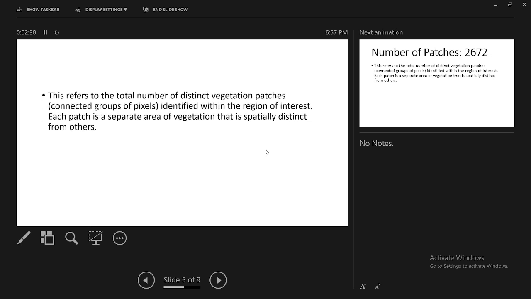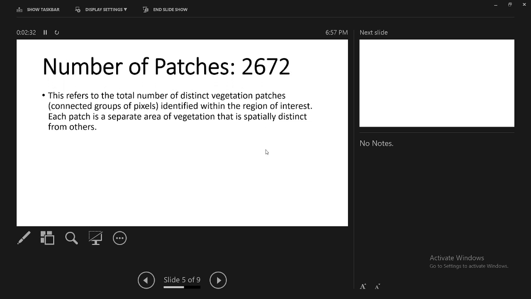First of all, the number of patches. What is the number of patches? Suppose in this case I calculate my number of patches as 2672. It refers to the total number of distinct vegetation patches identified within the region of interest, and each patch is a separate area of vegetation that is distinct from others.